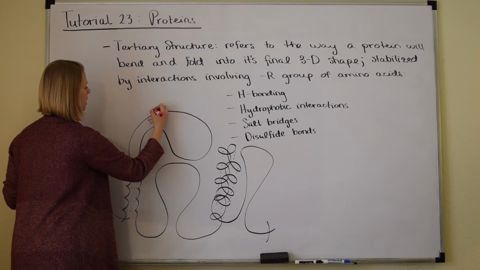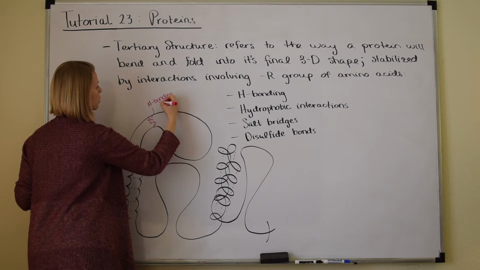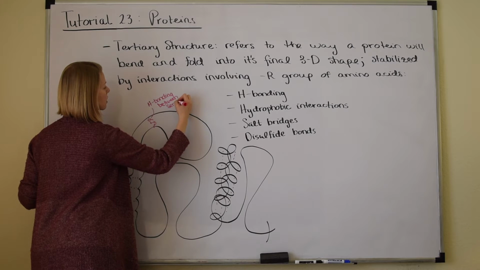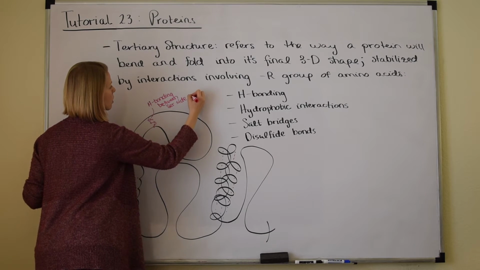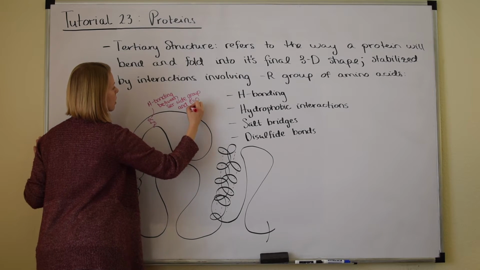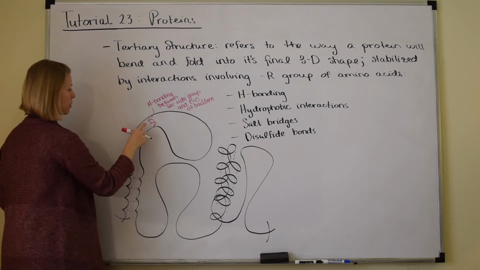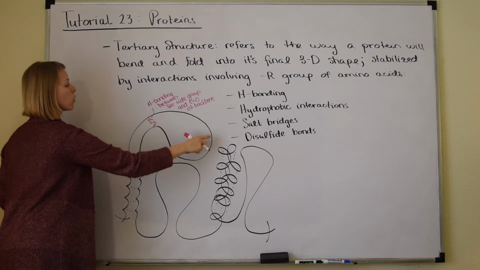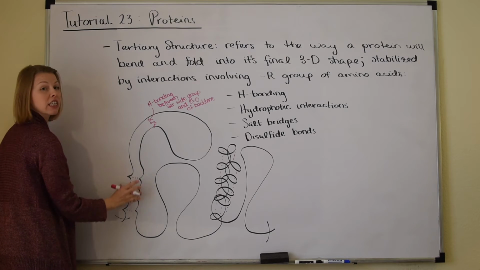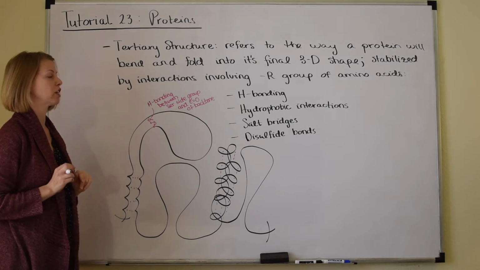So I'll label this hydrogen bonding between the serine side group and a carbonyl of the backbone. Okay, so that would stabilize this big fold that we have here of the protein coming around, looping around, folding back around so this beta sheet can line up over here. So a hydrogen bond stabilizing that portion of the tertiary structure.